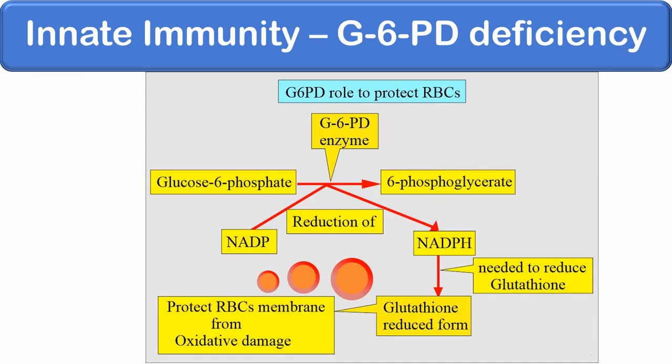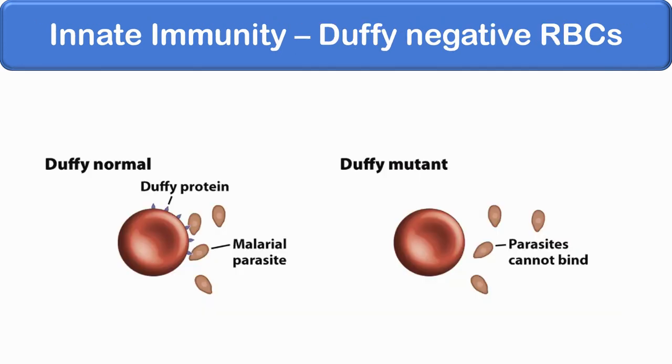RBCs with G6PD deficiency are resistant to falciparum malaria by inhibition of parasite multiplication due to enhanced phagocytosis of parasitized RBCs. The Duffy blood group antigens present on the RBC membrane act as receptors for Plasmodium vivax. So people with Duffy negative RBCs, for example West Africans, are resistant to Vivax malaria.